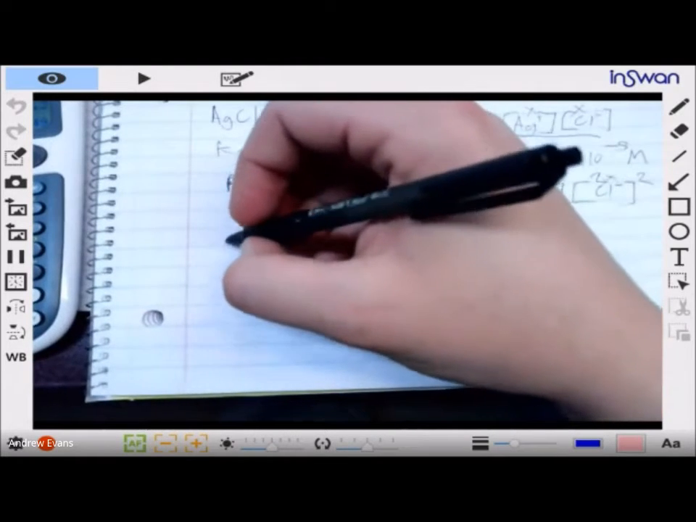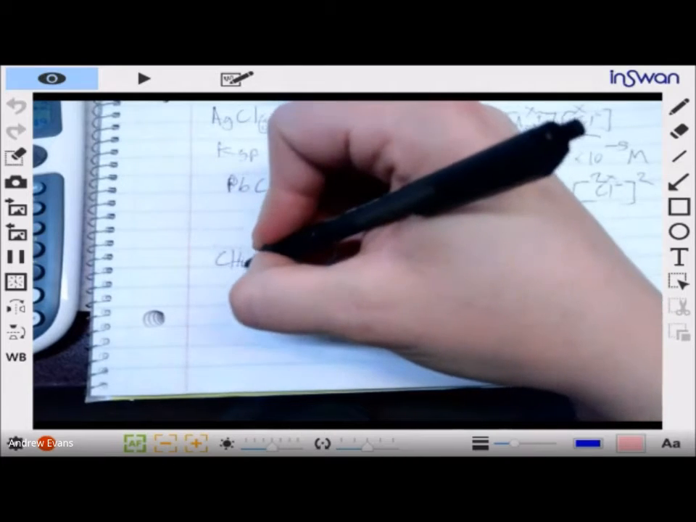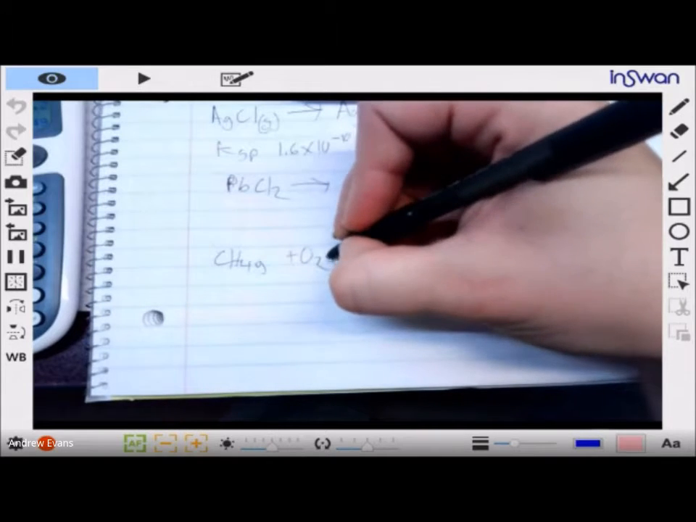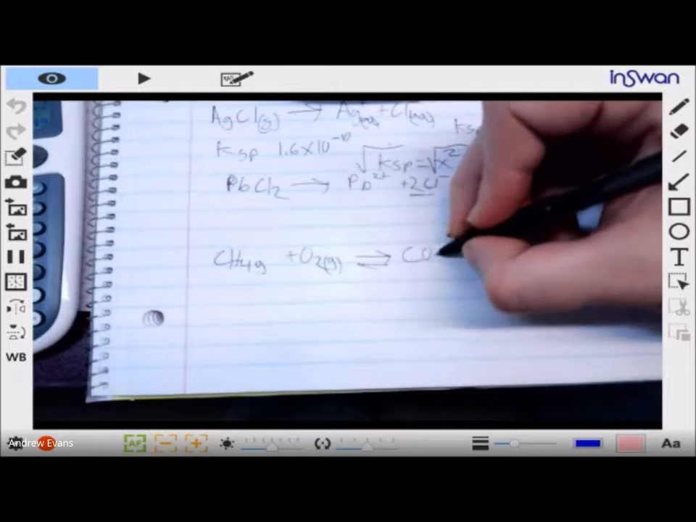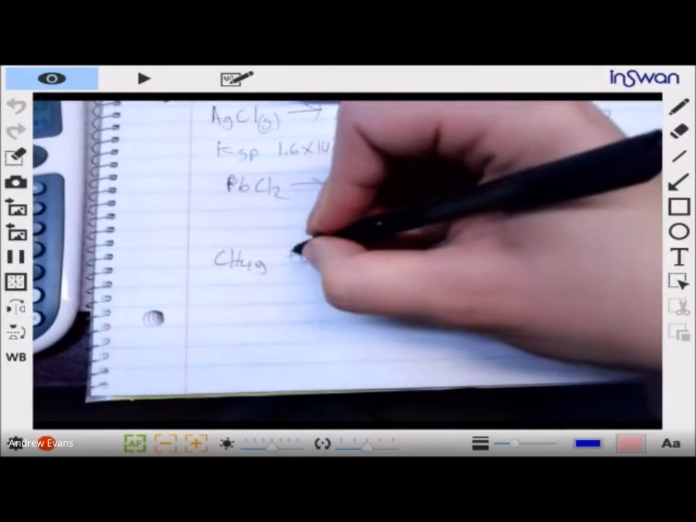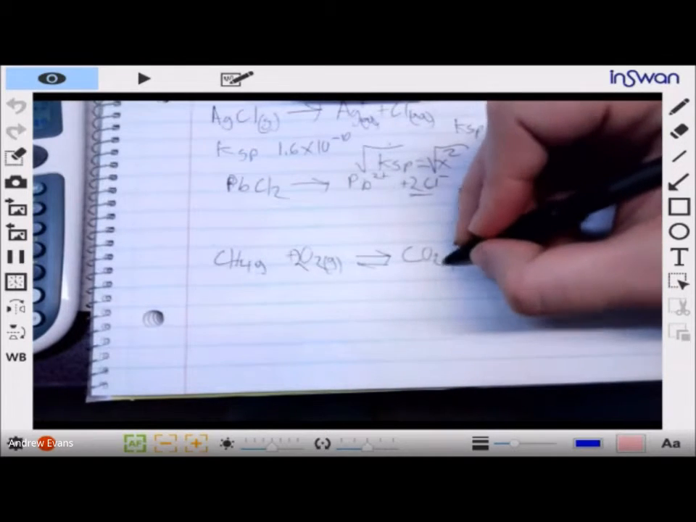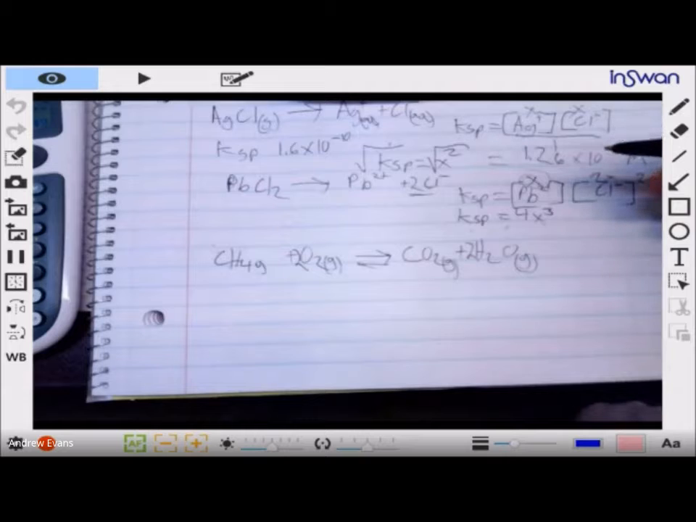So if I have something like CH4 gas plus O2 gas goes to CO2 and H2O. I'm going to make these all gases to make this easy on myself. Now, you want to think of this as being reversible, but technically every reaction is, some of them to greater extents than others.